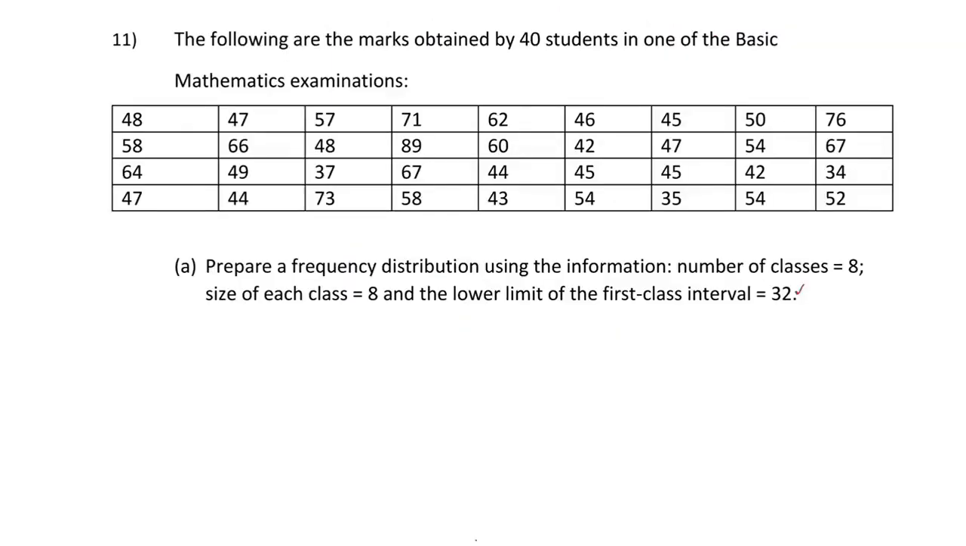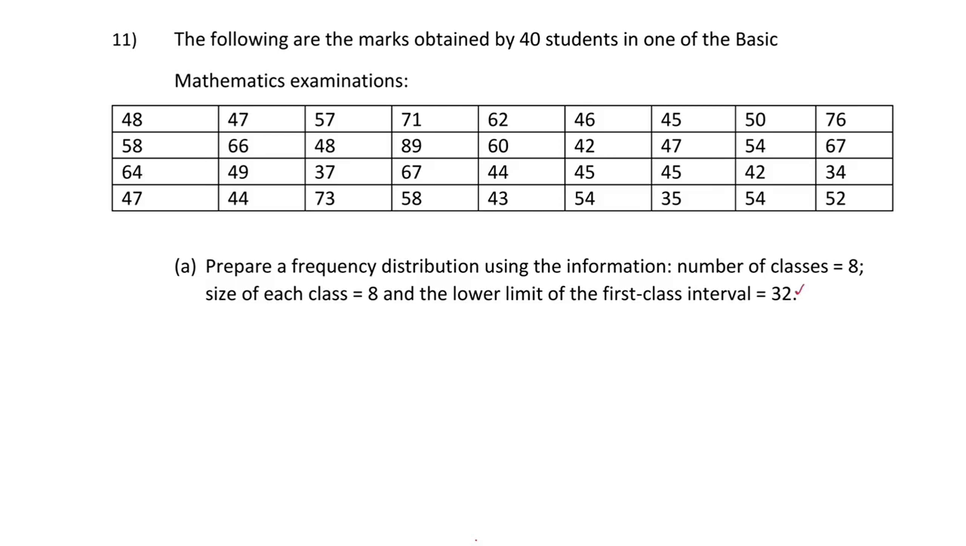Question number 11. The following are the marks obtained by 40 students in one basic mathematics examination. So we have been given several pieces of information. Part A, we are supposed to prepare a frequency distribution using the information: number of classes equals 8, size of each class equals 8, and the lower limit of the first class interval is 32. Okay, so this is a statistics problem.